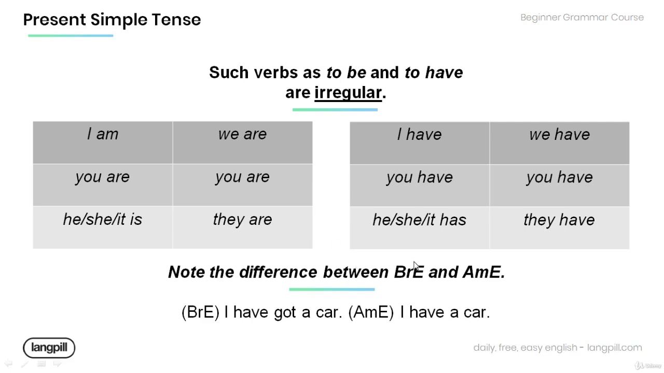Note the difference between have and have got. Have a look at the differences below. I have got a car. I have a car.